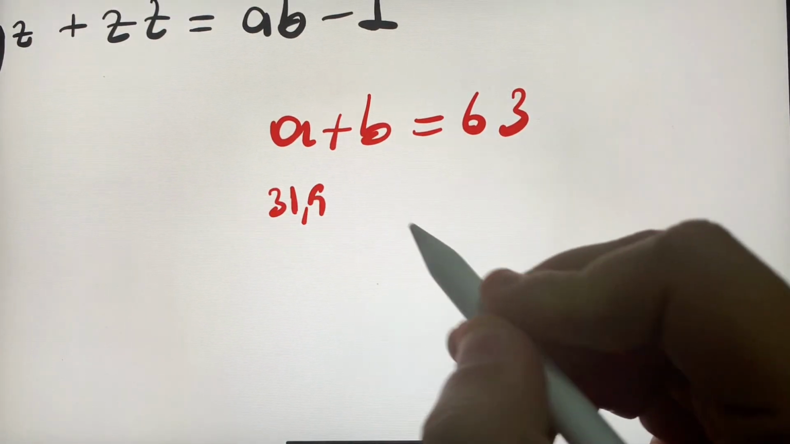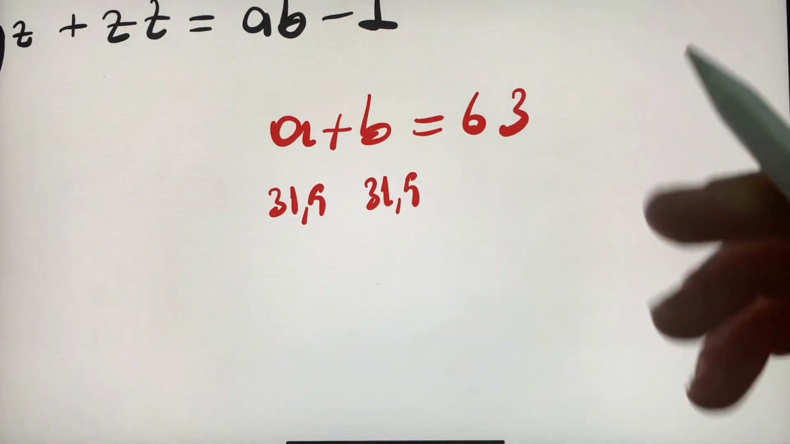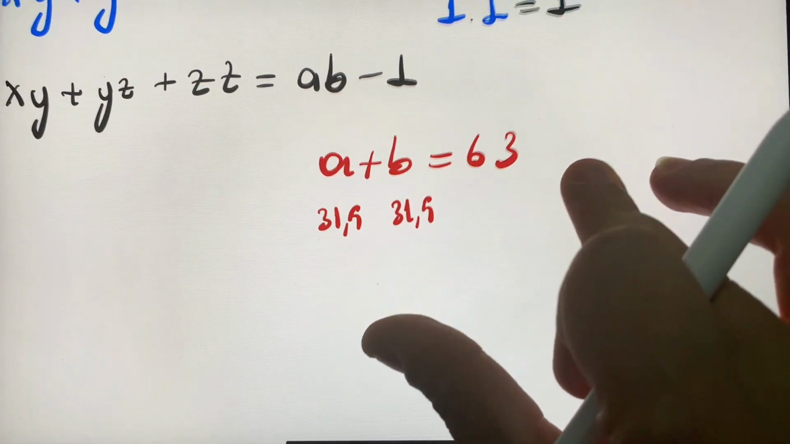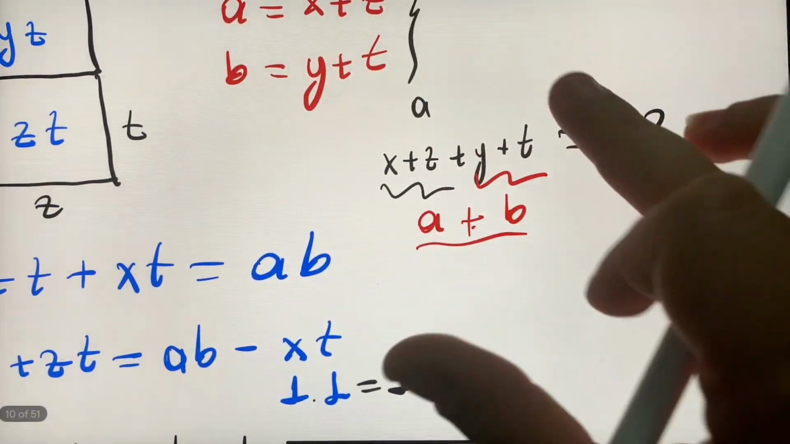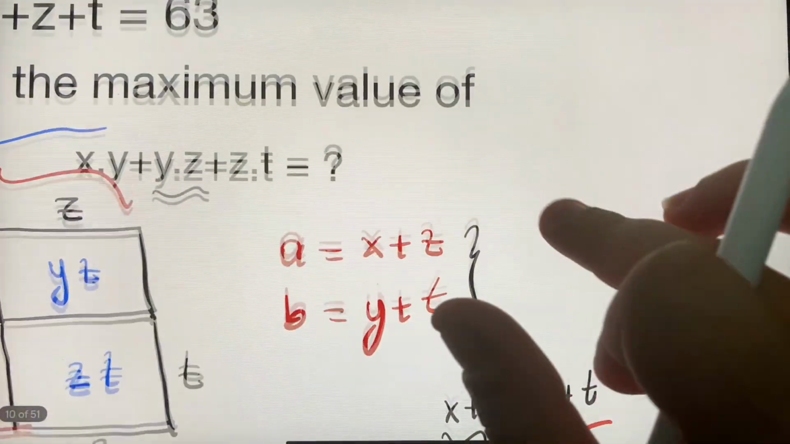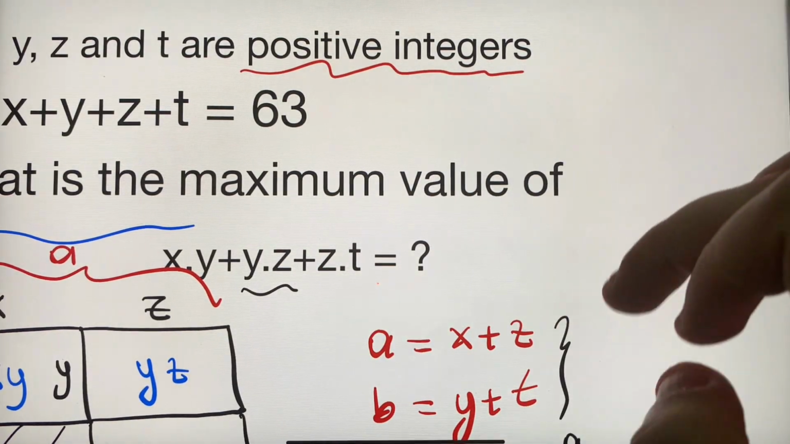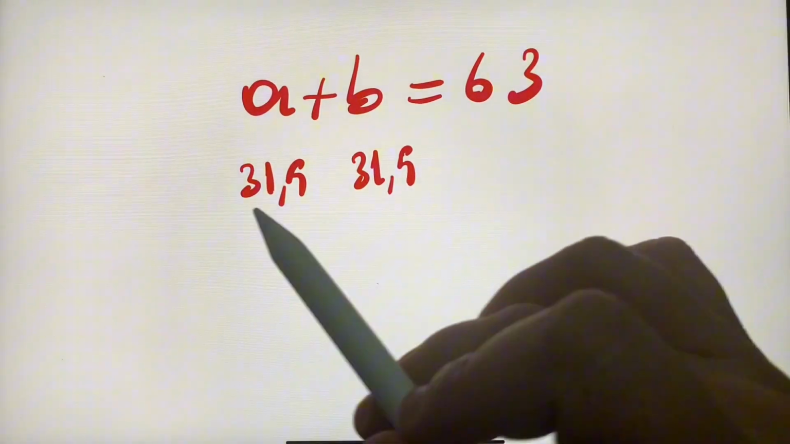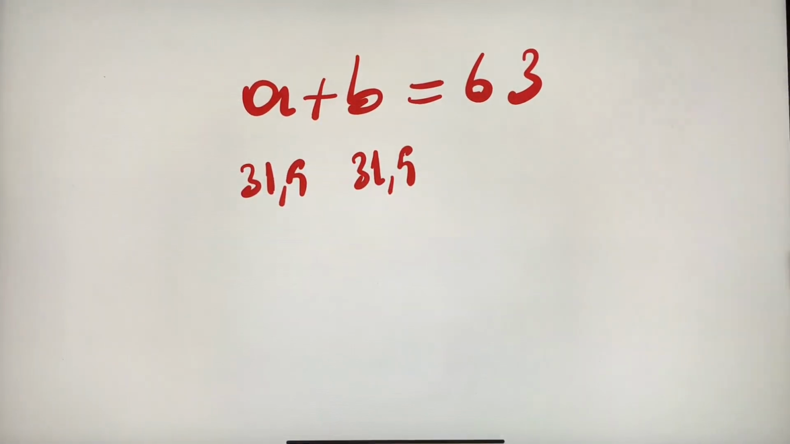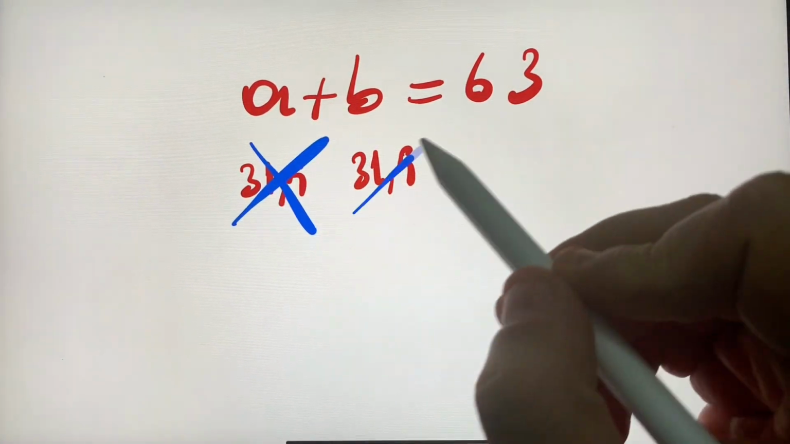If I divide 63 by 2, what will come from here? 31.5. But if you pay attention, A and B are sums of x, y, z, t, which, as I said at the beginning, are positive integers. When I add two positive integers, is there a chance of a decimal? No, that's not the case, so I can't take this situation into account.